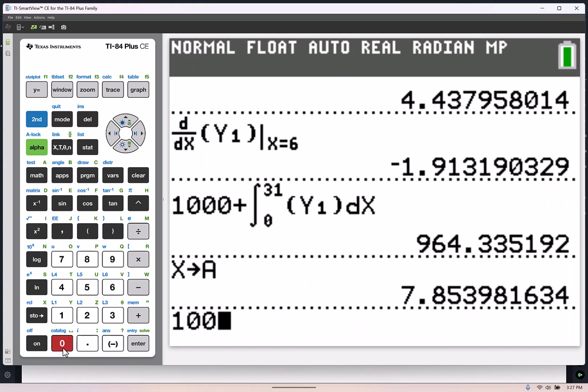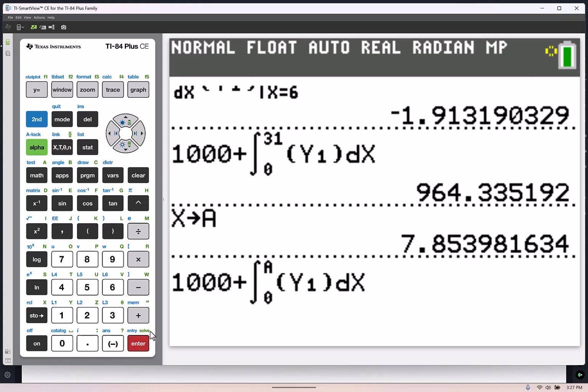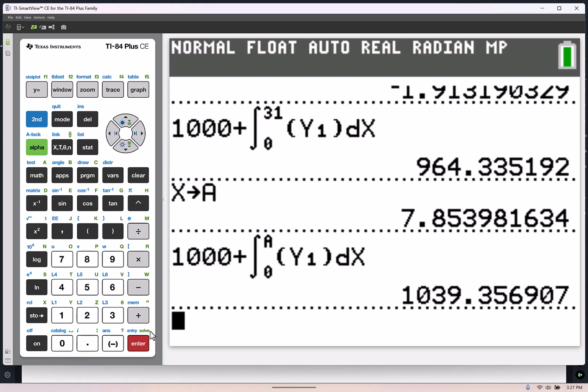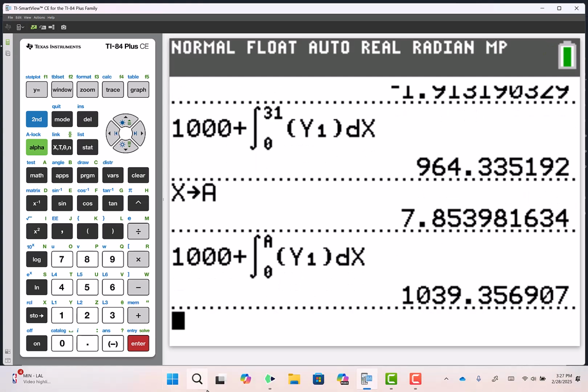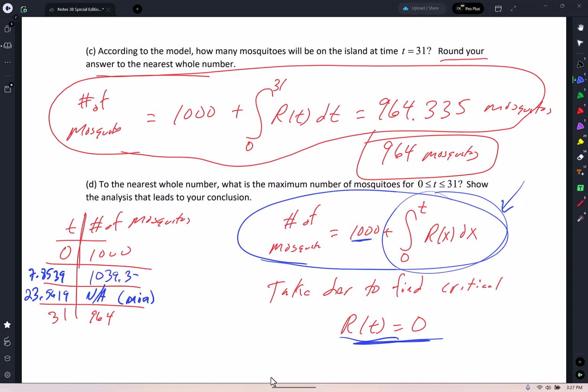1,000 plus math 9 from 0 to A. I already stored it in A. Alpha A of Y1. Alpha trace Y1 dx. Push graph. Push enter. 1,039.3569. And they did say to round to the nearest whole number.